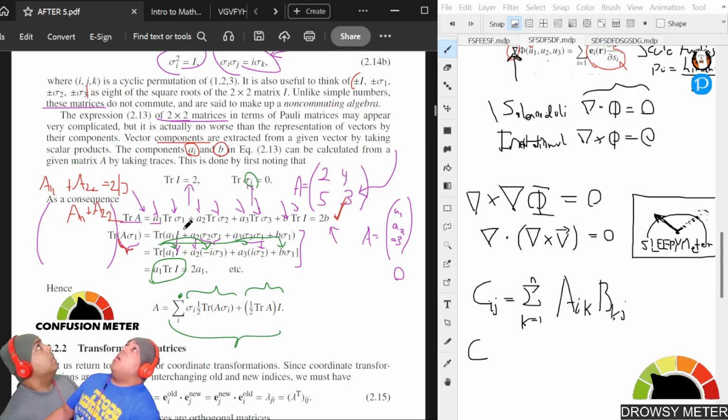Row 1, row 1, hmm. I was trying to think if there's a shortcut. I don't think there is a shortcut because this is a matrix here. I thought I could pull it out like a scalar, but no. This is still a matrix.